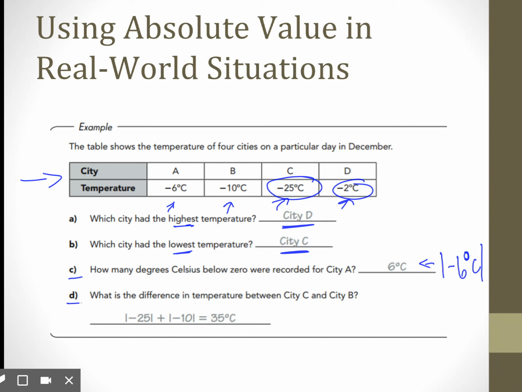In question D, there's actually a mistake. What is the difference in temperature? Difference tells us that we actually have to subtract. I'm not sure why they added in their example, but we're just going to find the absolute value of both temperatures. The absolute value of -25 is 25, minus the absolute value of -10, which is just 10. Of course, that would equal 15 degrees Celsius, not 35. Again, I apologize for that printing error. But again, pay attention to the wording. They're looking for the difference, so we know we subtract.